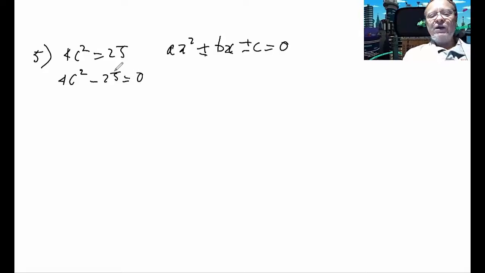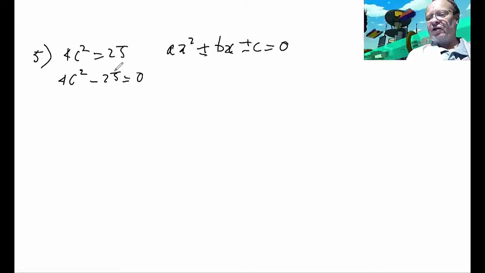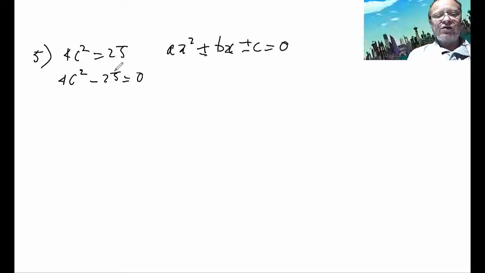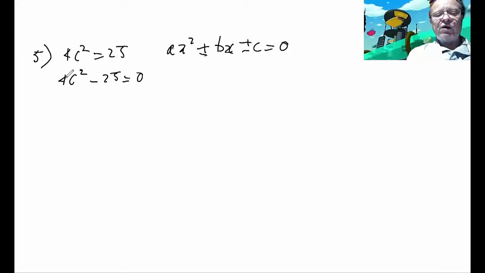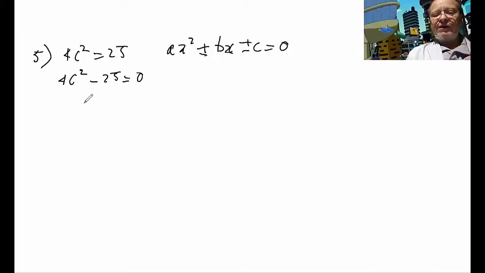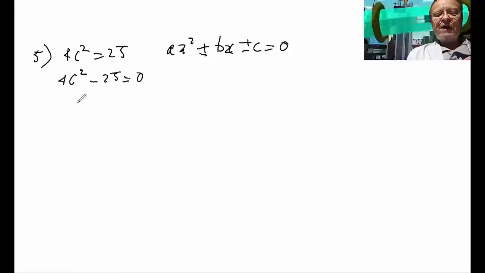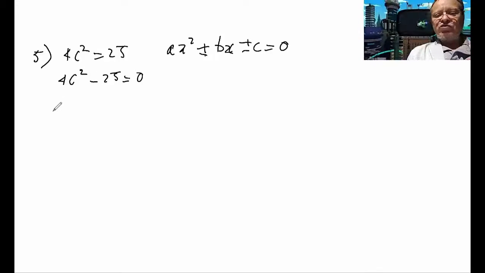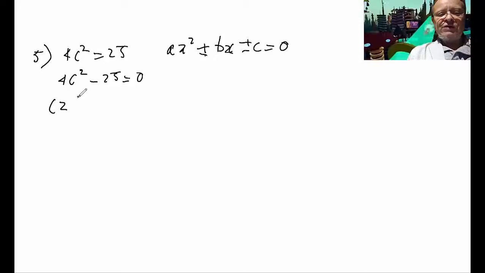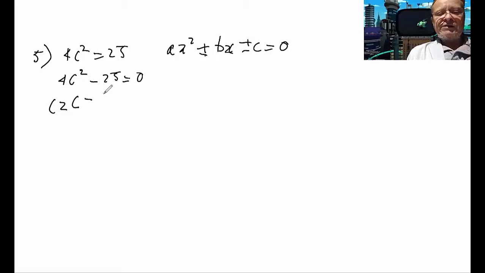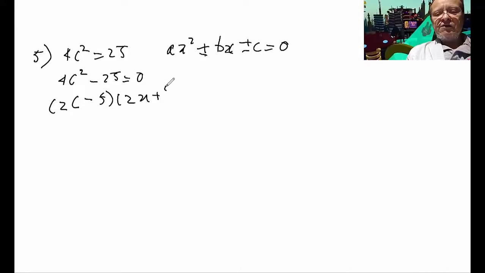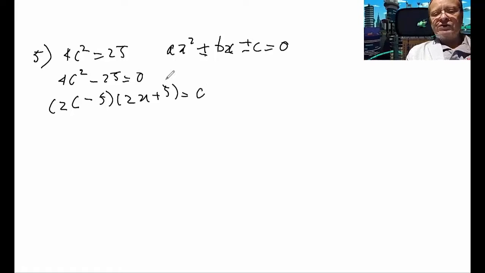And notice we have a familiar thing going on. And again, we have the difference of two squares. So we have 4c squared, a square, minus 25, separated by a negative sign. So now we can use our little trick for the difference of two squares and write 2c minus 5 times 2c plus 5 is equal to 0.